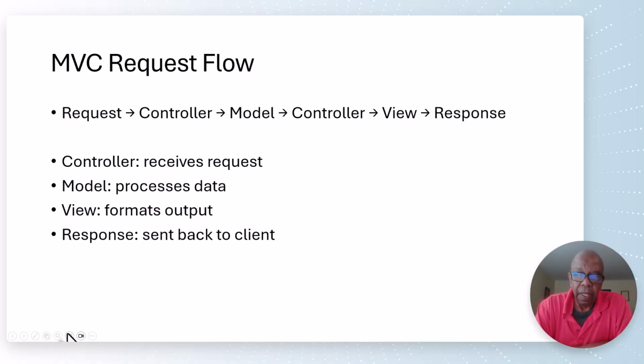If we look at the flow of the whole process, we have the request. The request will go to the controller. The controller will bring in the model. The model will send information back to the controller. The controller will send a view back, and then basically send it as a response. Controller receives the request, model processes the data, view formats the output, and response sends the data back to the client.